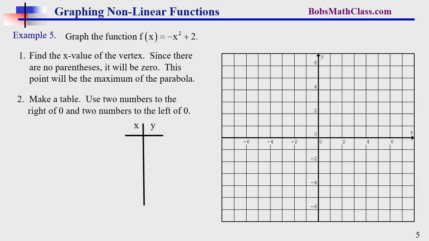All right, so we're going to make our table. We're going to start with 0, 2 to the left, 2 to the right. So 0 in the middle, 2 to the left, -1, -2, 2 to the right. Plug them in. Now keep in mind that the square only applies to the x. So if you're plugging them into your calculator one at a time, you got to square the number and then make it negative or use the negative in front. Then add 2.